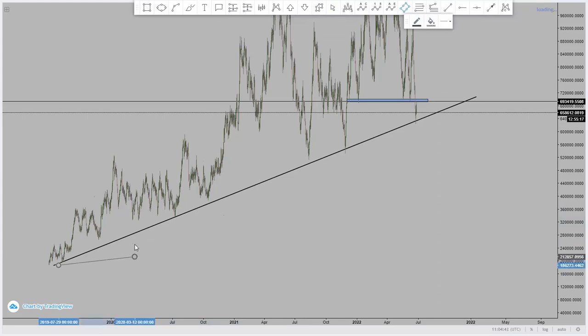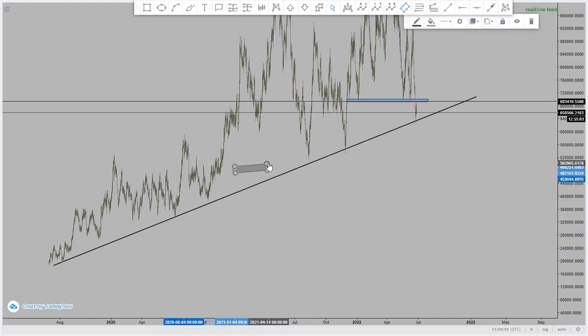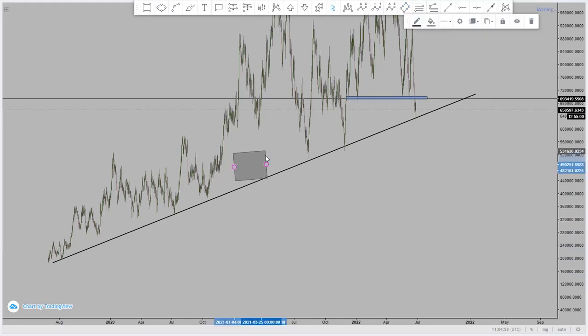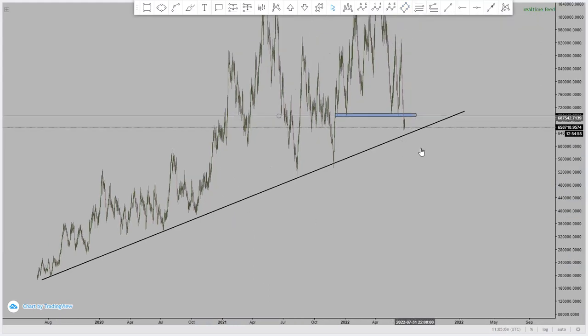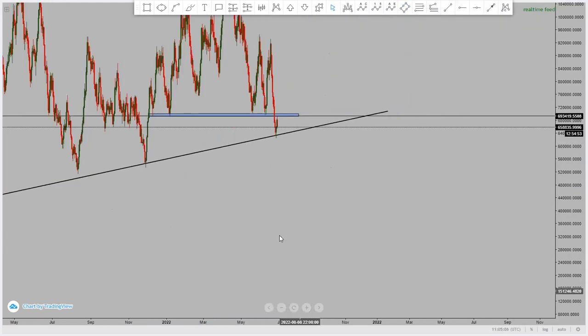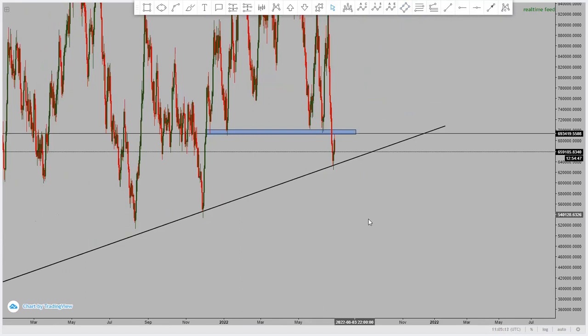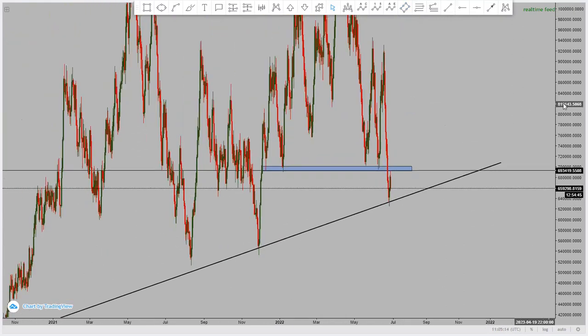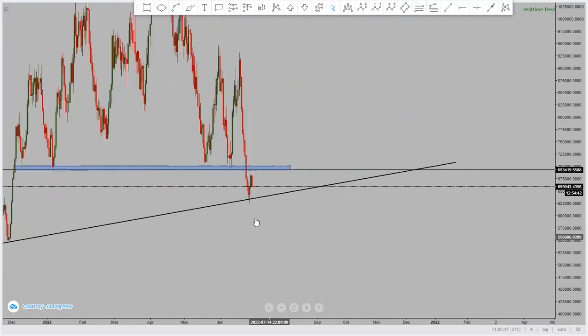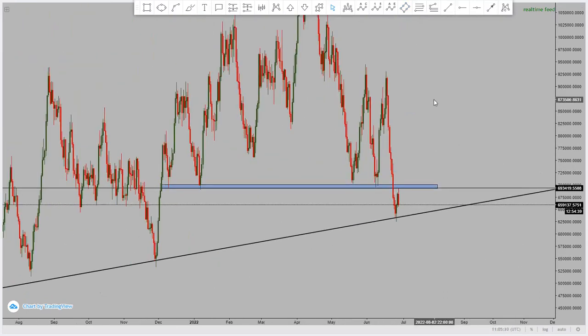It will be acting as a what? A support. So that trend line, in simple terms, is a support. Price came to a major support, and after reaching it, bounced to there. But overall, on the daily, we are still seeing that the bearish market structure is still there.